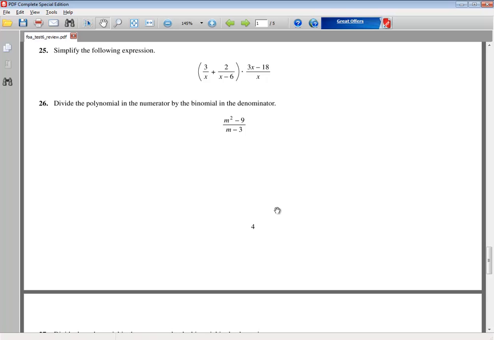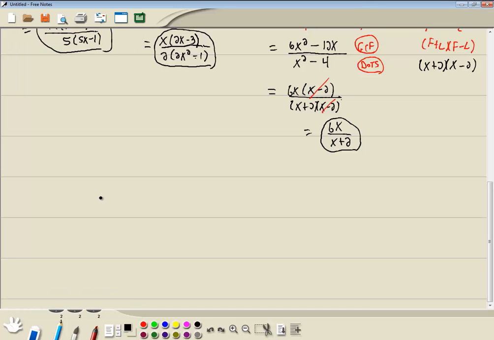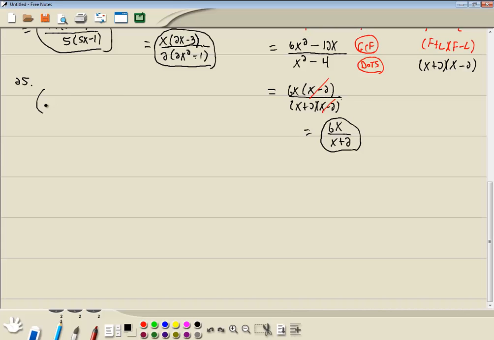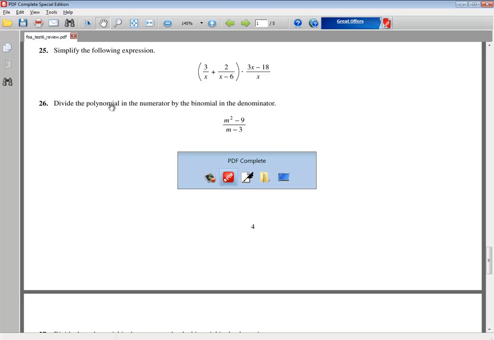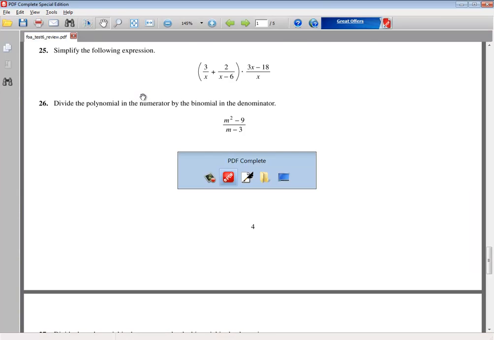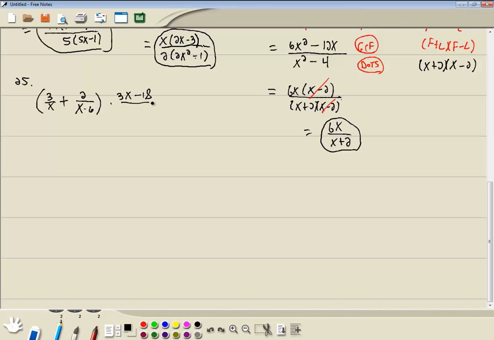And number 25. 3 over x plus 2 over x minus 6 times 3x minus 18 over x. Now you should be prepared when you run across in mathematics.